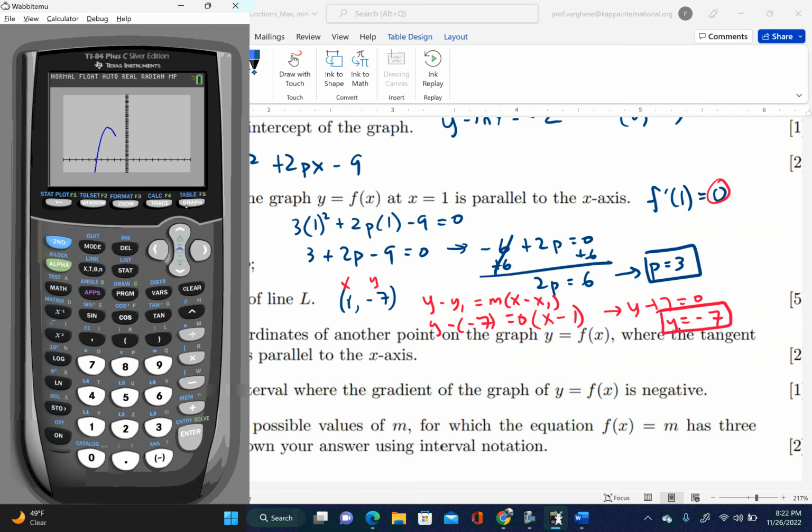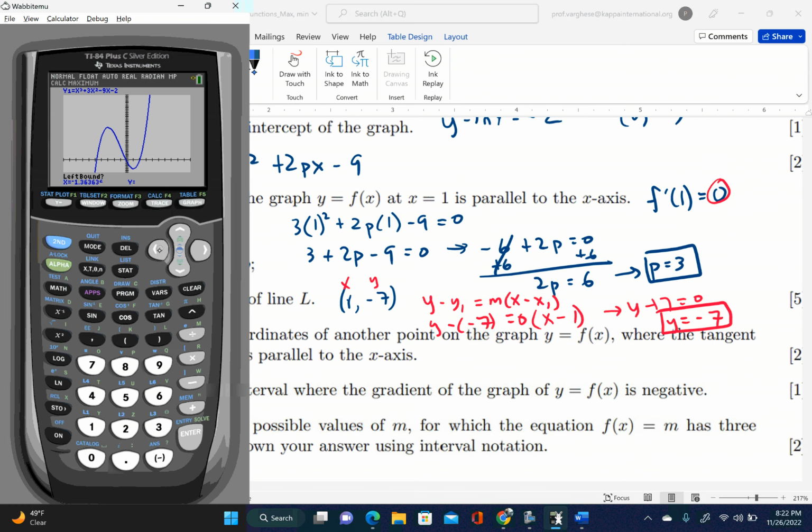All right, perfect. So now I can see that right here is also where the line is parallel to the x-axis. That's where the tangent is going to be. So I want to find this maximum point right here. And to do that again, second calc, option number 4 is maximum. So I'm going to look a little bit to the left.